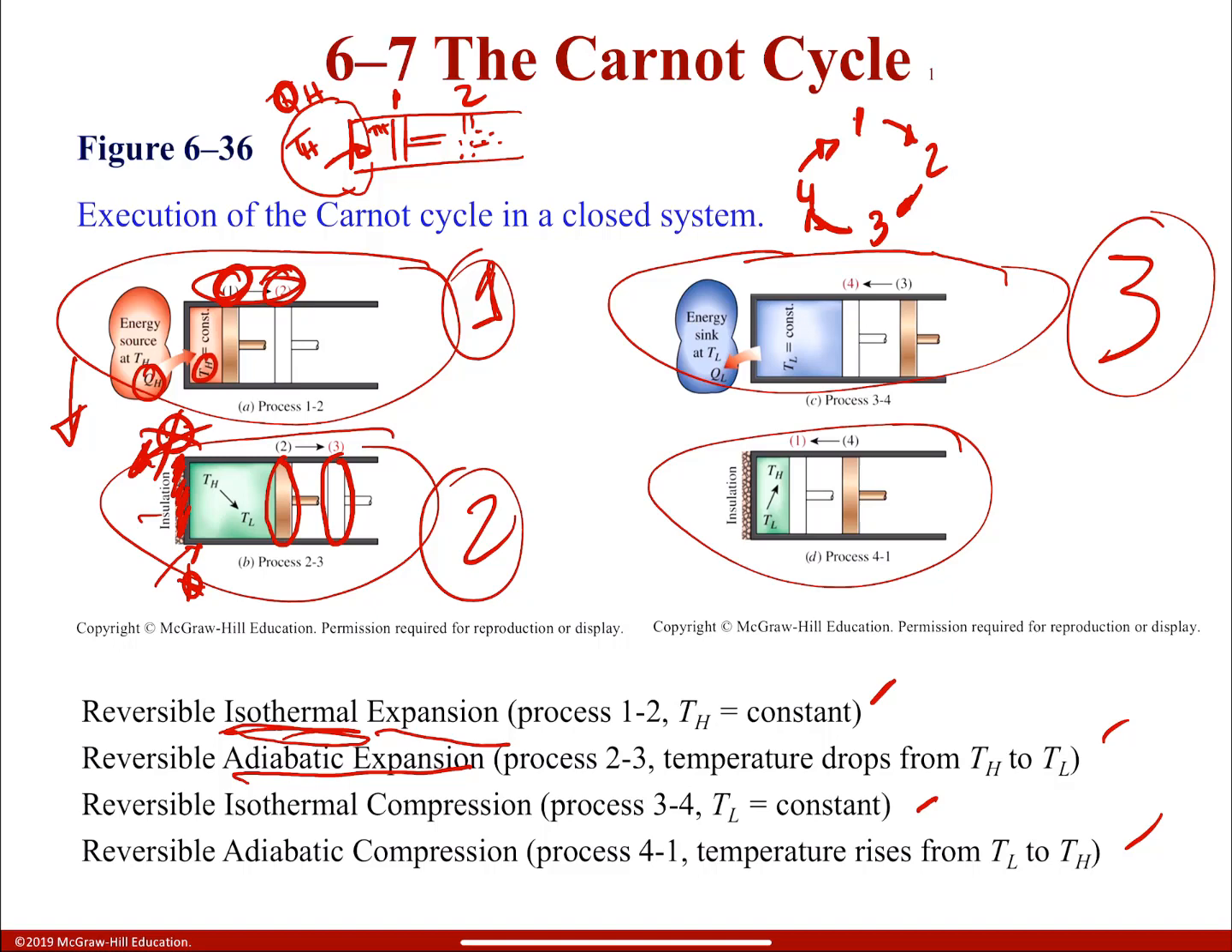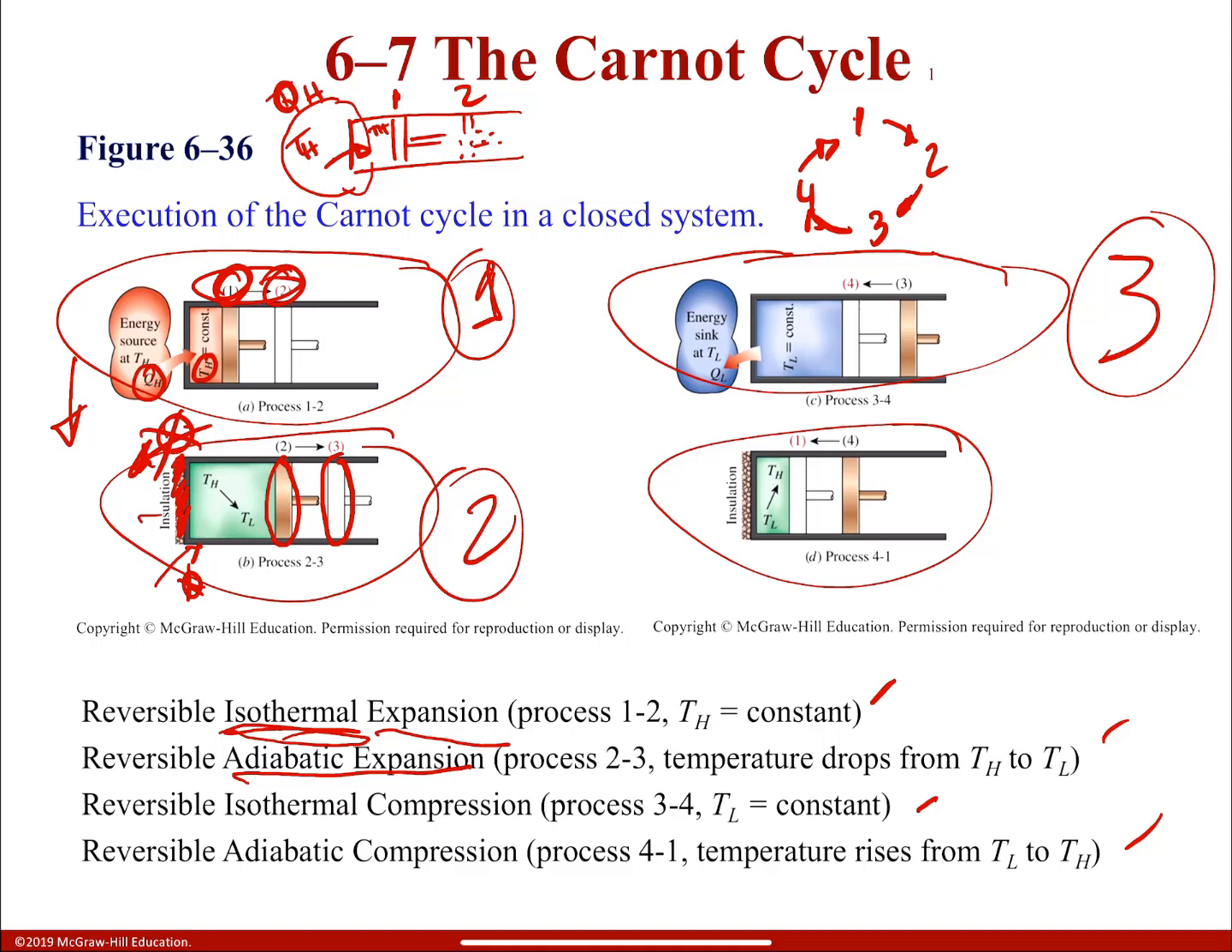The insulation at the cylinder head is removed. Okay, now we remove the insulation. And the cylinder is brought into contact with a sink at a temperature TL. Now the piston is pushed inward, okay? Now we're compressing by an external force doing work on the gas. As the gas is compressed, its temperature tends to rise. But as soon as it rises by a very, very small amount of dT, heat is transferred from the gas to the sink, causing the gas temperature to drop. Okay, in that way, the temperature will remain constant.